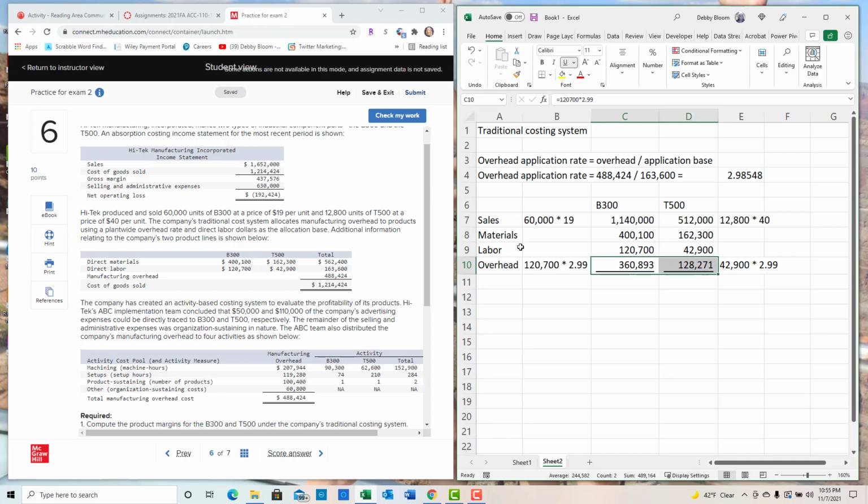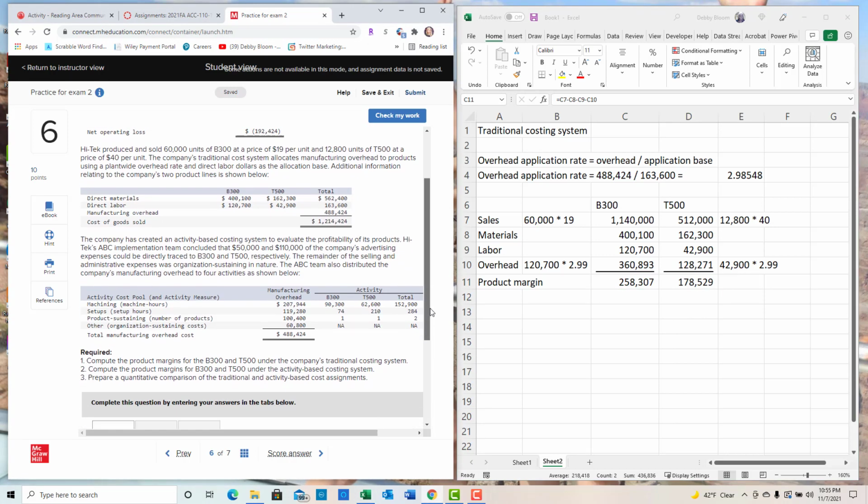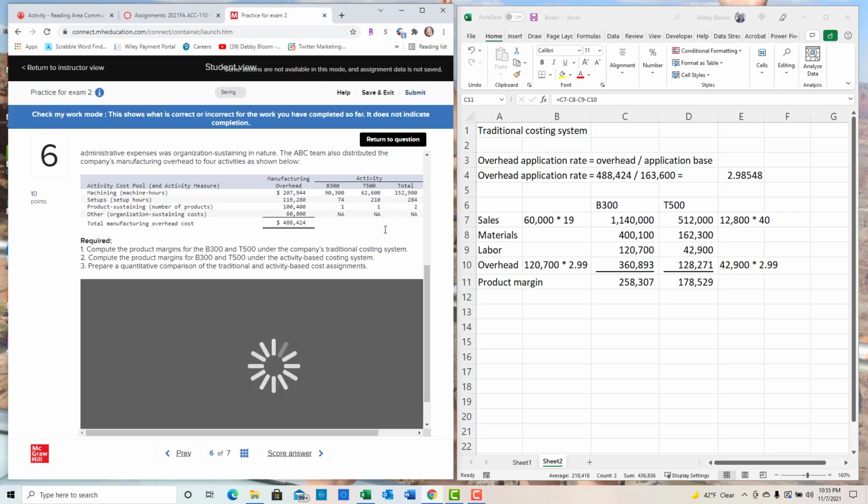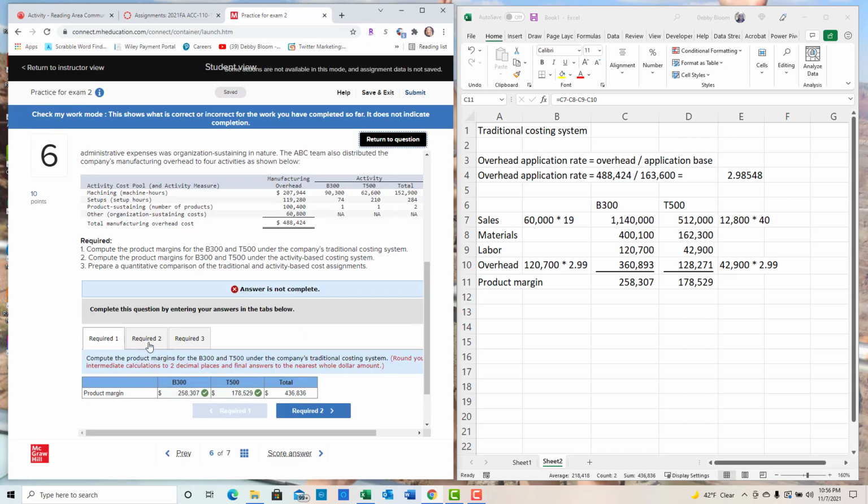Now all we have to do is subtract to calculate the product margin. So for B300, I'm going to take the sales, subtract the materials, the labor, and the overhead, and I'm going to get 258,307, and for T500, 178,529. Now let's move on to requirement 2 under ABC.